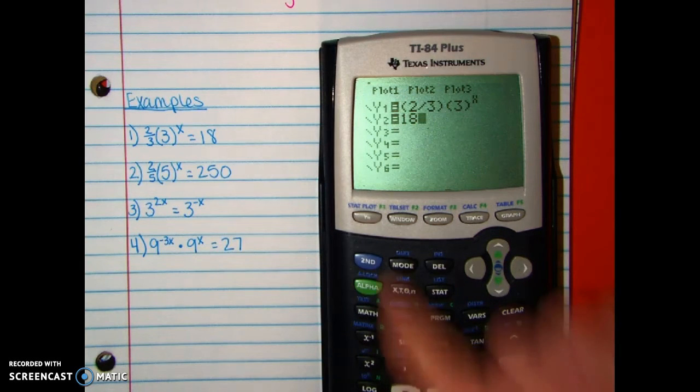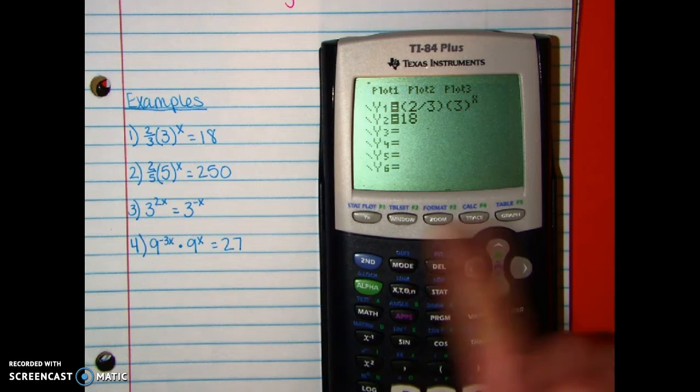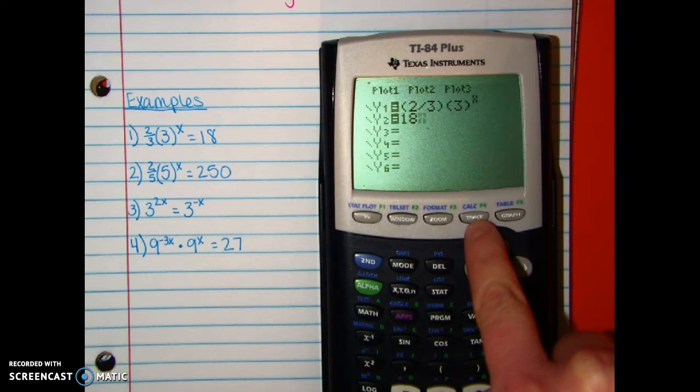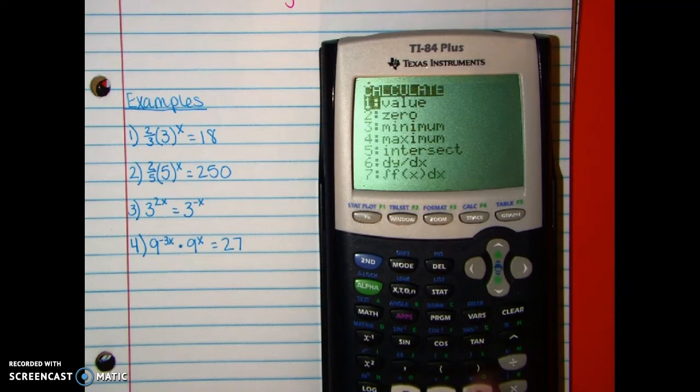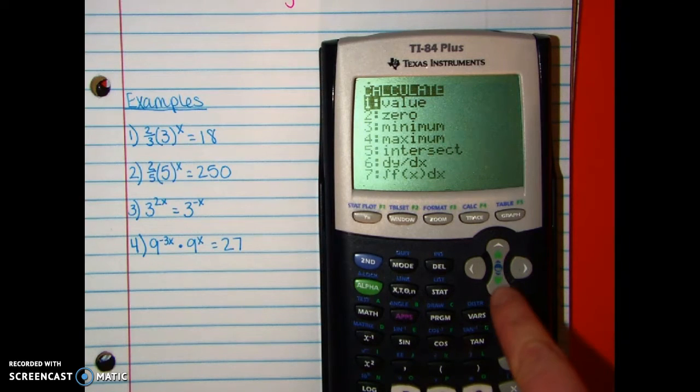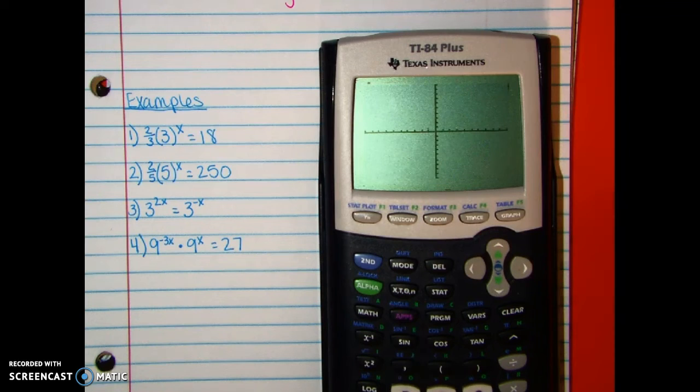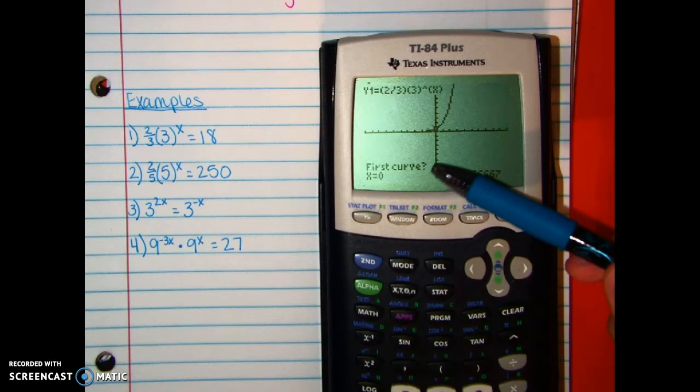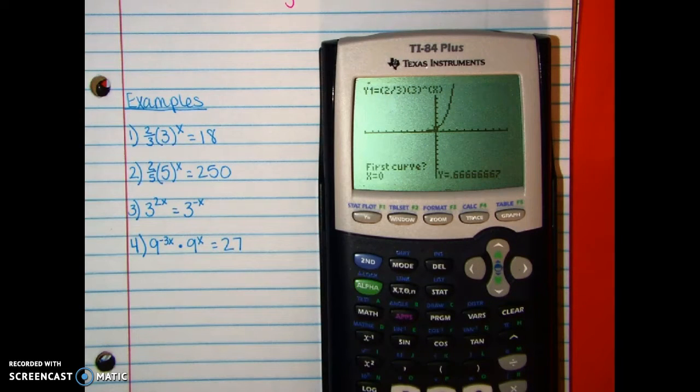Now I'm going to hit second, trace, which is right here, and then the number 5. You can push the arrows down to number 5 and then hit enter, but I think it's just easier to hit number 5. You'll have to wait a few seconds. It's trying to graph it, even though we don't really care about the graph. Now it says first curve. When it starts asking you questions, just hit enter 3 times. So 1, 2, 3.